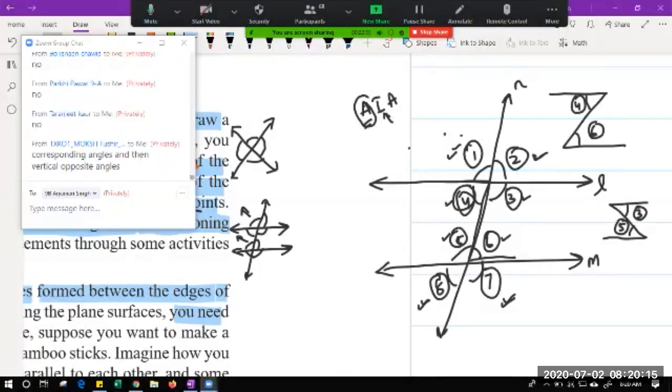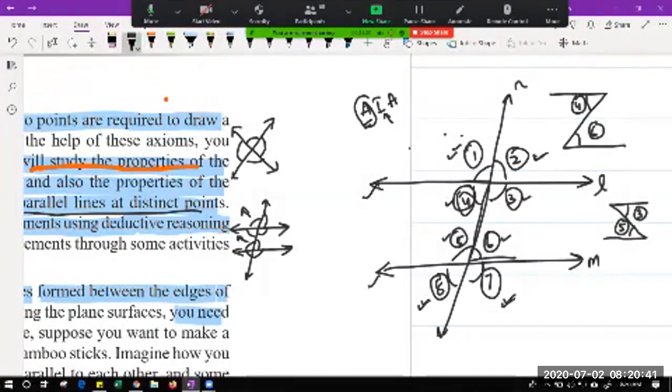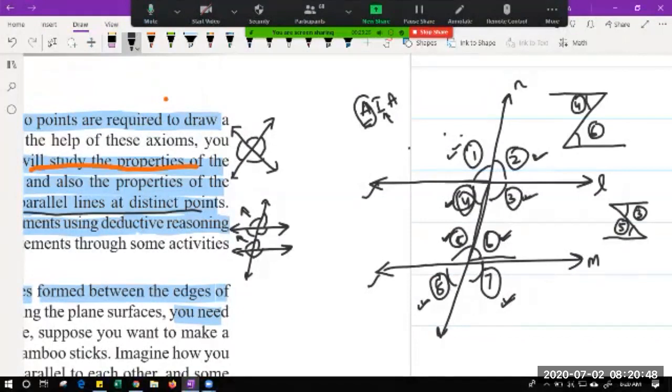Because the lines may or may not be parallel. Ananya, Moksh, you are correct, beta. But vertically opposite angles have nothing to do with parallel lines. For corresponding angles, alternate interior angles, and all these properties to be equal, the lines L and M should be parallel. If they are not parallel, you can't say that 4 and 6 are equal. Similarly, 3 and 5 are only equal if L and M are parallel.